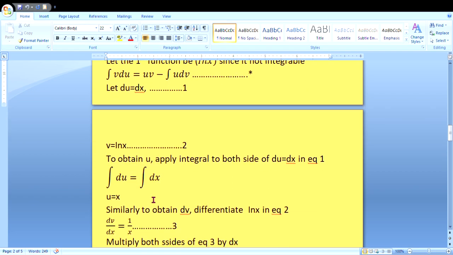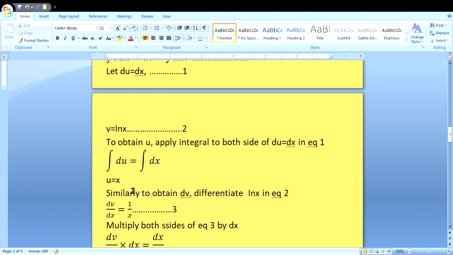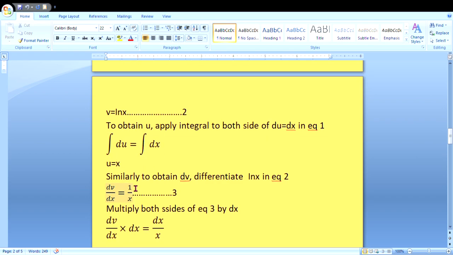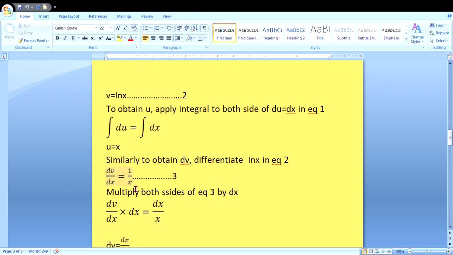Let's take note of that. Now we will apply the integral sign to both sides of dv equals dx, and this becomes the integral of dv equals the integral of dx. Here, if you recall, I mentioned that this integral symbol is the inverse of d. So the integral of dv becomes v, and the integral of dx becomes x. That has performed the simple integration.